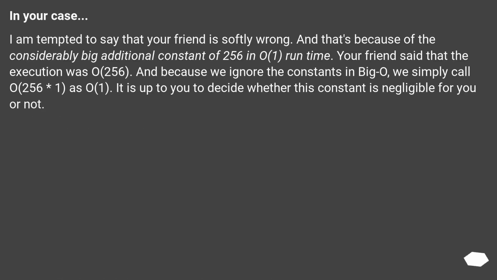In your case, I am tempted to say that your friend is softly wrong. And that's because of the considerably big additional constant of 256 in O(1) runtime. Your friend said that the execution was O(256). And because we ignore the constants in big O, we simply call O(256 times 1) as O(1). It is up to you to decide whether this constant is negligible for you or not.